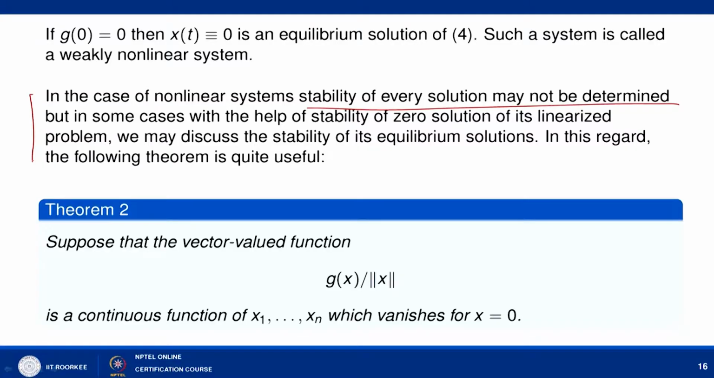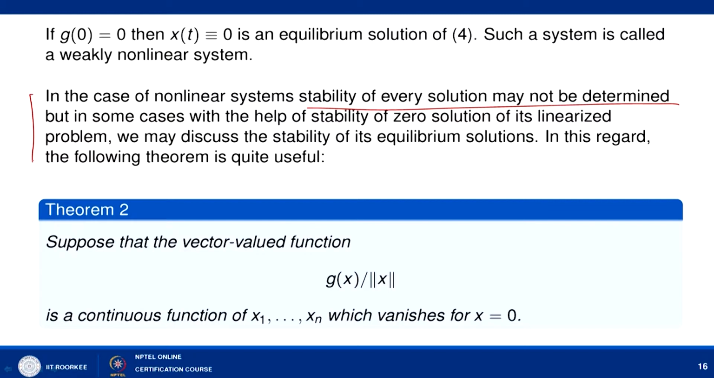We will see how the stability of some other equilibrium solution can be determined with the help of the stability of the zero solution. So, first thing we are looking at here is the stability of the equilibrium solution x(t) identically equal to 0. Here we observe a very important thing: in the case of a nonlinear system, the stability of every solution may not be determined, but in some cases, with the help of the stability of the zero solution of its associated linear problem, we may discuss the stability of its equilibrium solution.